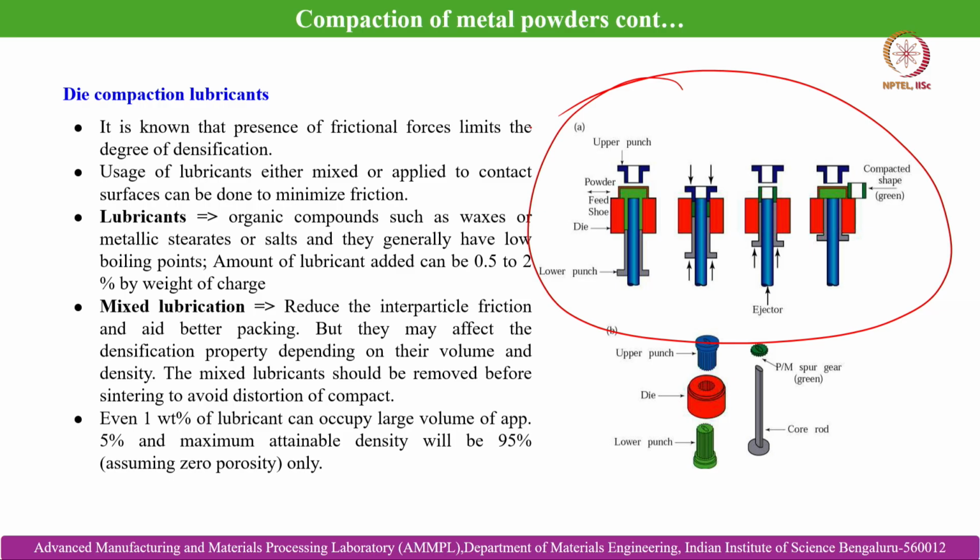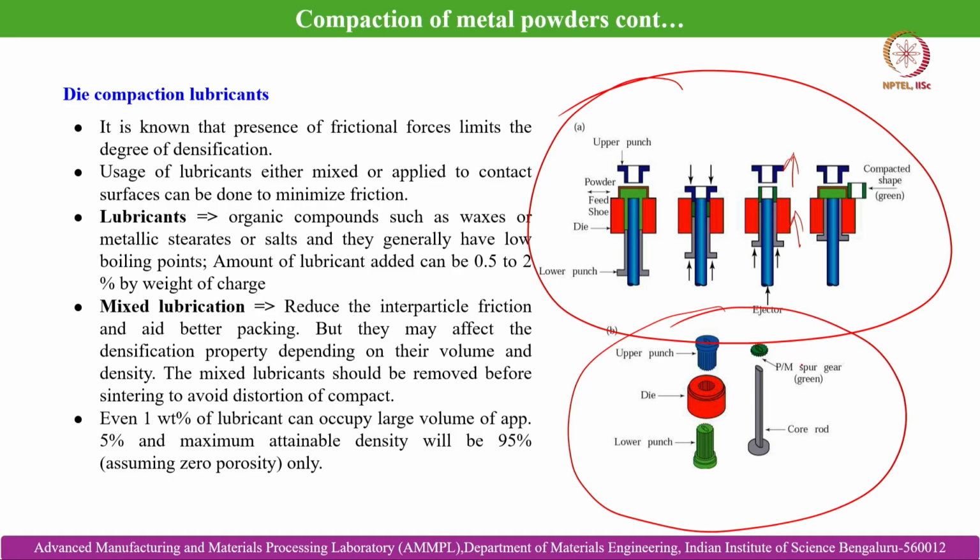Here you can see that the lower punch is initially stationary, where the powder aggregate is loaded within the die cavity. Then the upper punch presses it, and once the required green density is achieved, the upper punch moves back, and the lower punch moves up and ejects the component. Then the feed shoe, because of its lateral movement, takes the green compact out of the die punch assembly.